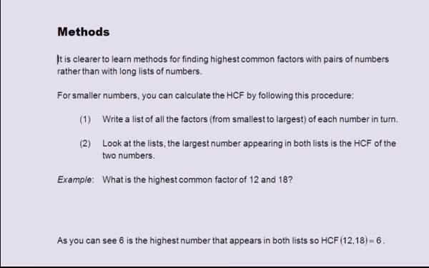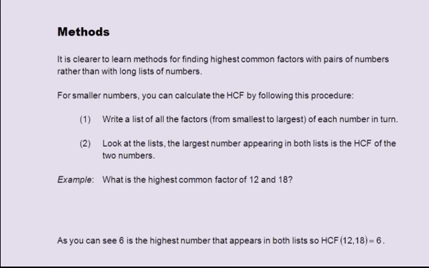Methods. It is clearer to learn methods for finding highest common factors with pairs of numbers rather than with long lists of numbers. For smaller numbers, you can calculate the highest common factor by following this procedure. 1. Write a list of all the factors, from smallest to largest, of each number in turn. 2. Look at the lists. The largest number appearing in both lists is the HCF of the two numbers.